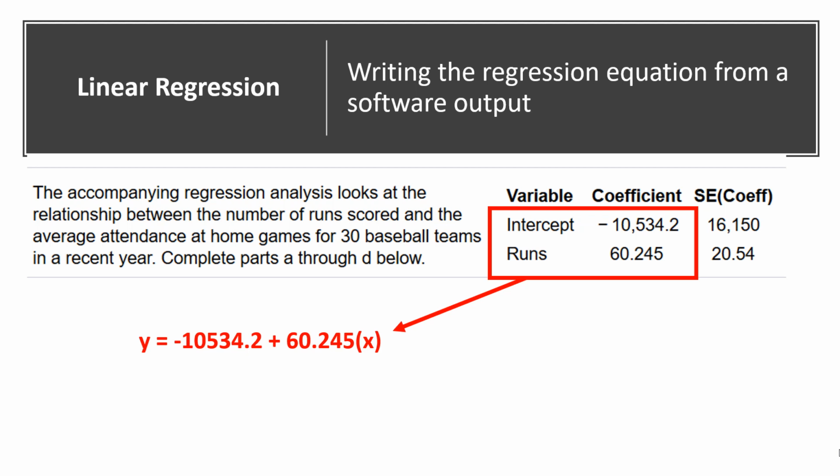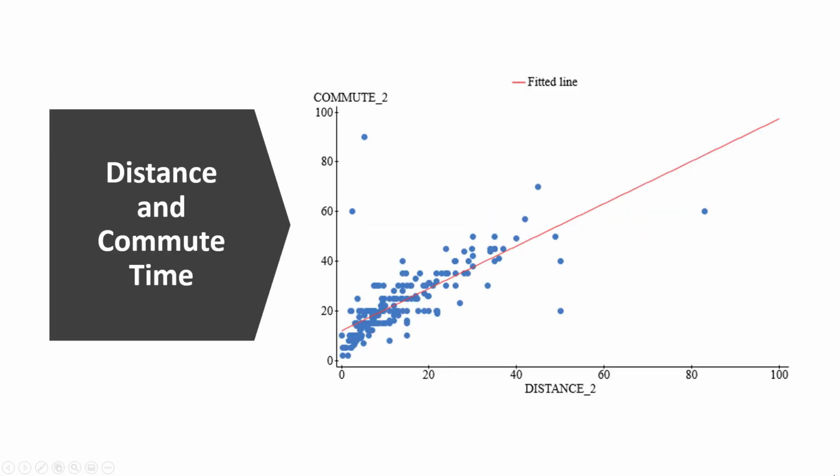Given the information that we have here, this is involving baseball, but we don't actually know what is the independent variable and what's the dependent variable. And for this example, that is okay. I just want you to be able to look at an output and then determine what is the y-intercept and what is the slope. Let's do another example.